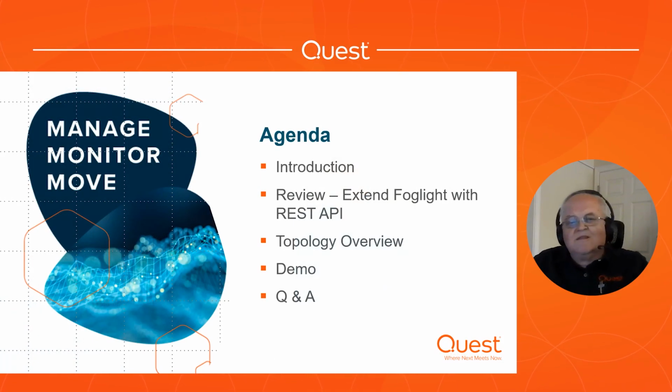So today we got the introduction out of the way. We're going to talk about how to extend Foglight with the REST API, and we'll extend the topology specifically. We'll do a little review on what we've done in the past and why we're here. Then we'll get into a topology overview and another little demo of where we are.